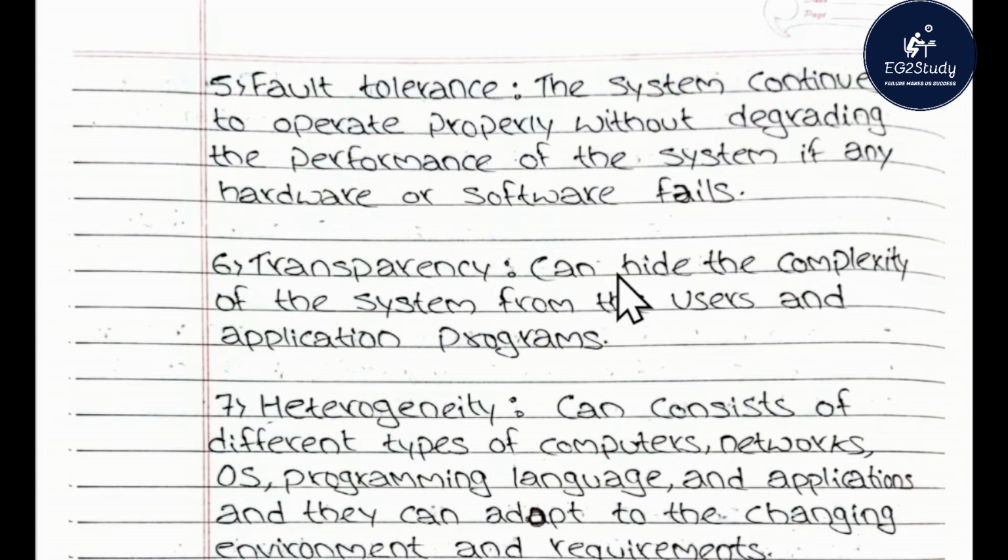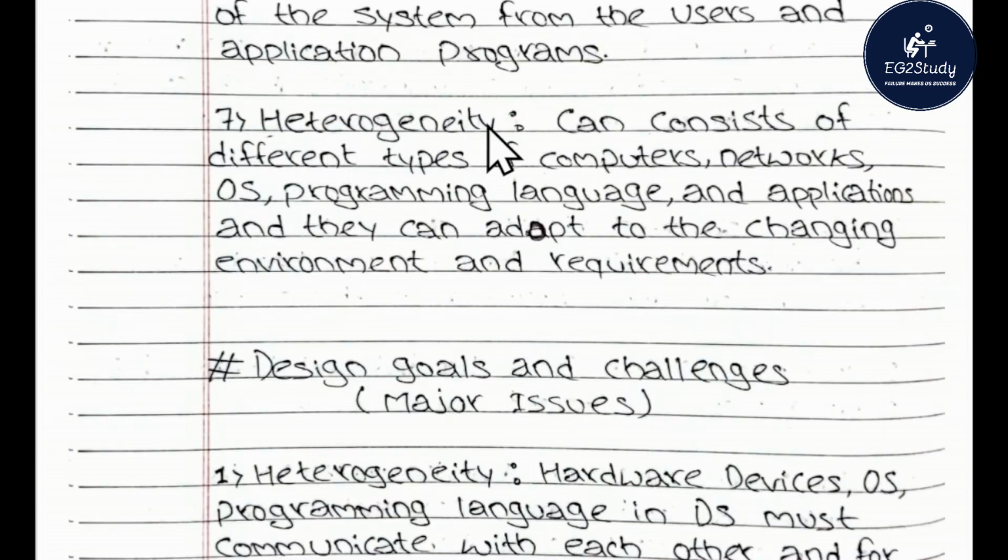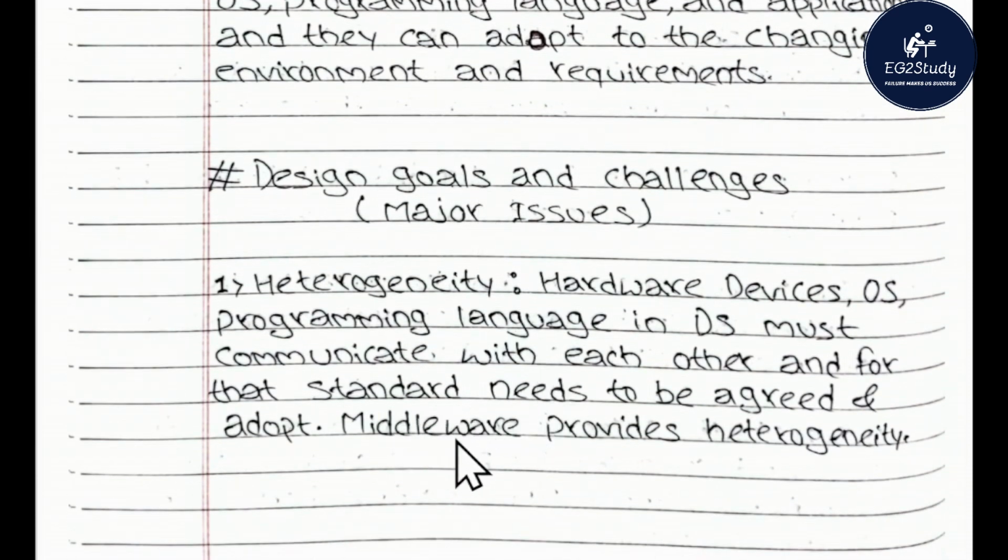Transparency. Transparency means hiding the complexity. Distributed systems hide the complexity of the system from the user and the application program. Heterogeneity. Distributed systems can consist of different types of computers, networks, operating systems, programming languages, and applications, and they can adapt to the changing environment and requirements. Heterogeneity means adapting to changing environments. This can be done with middleware software.